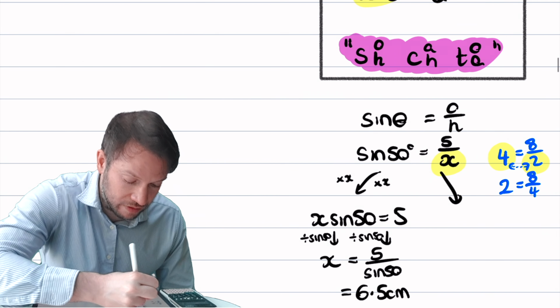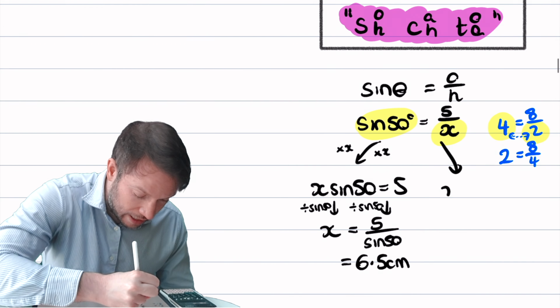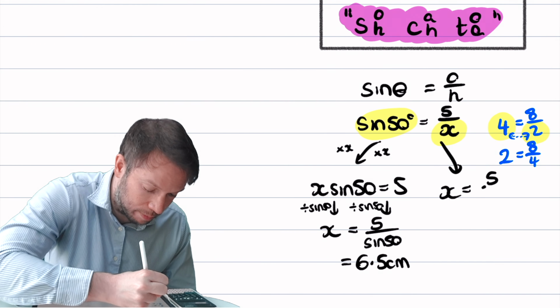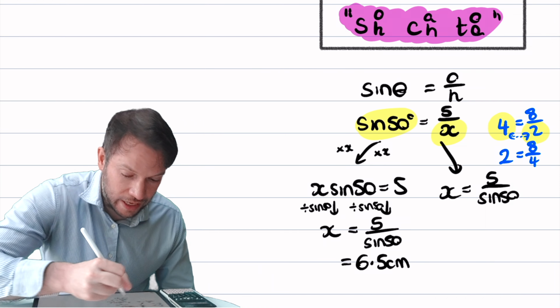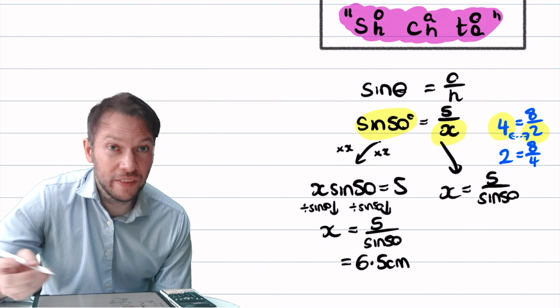So that's the same here. We can swap the thing we're dividing by and the result of the calculation. And that gives you x is equal to 5 divided by sine 50. And you can see that we get what we had over here, but a lot more immediately. I call this the swapsy trick.